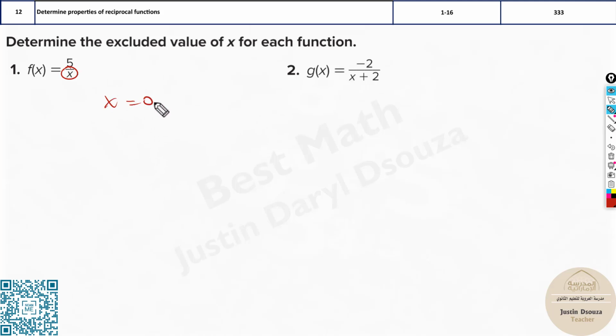Here there's nothing, so x is equal to 0 when it's 0 itself, right? So this is excluded. We cannot consider this. Why? Because if you have this 5 divided by 0, it's undefined. It becomes infinity, right? It's undefined basically.